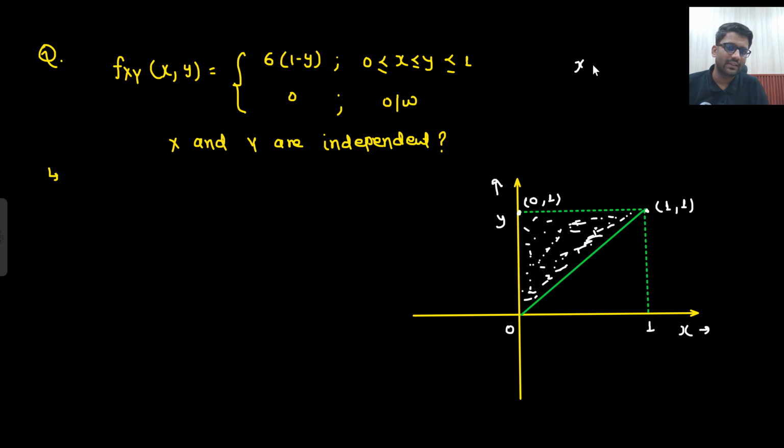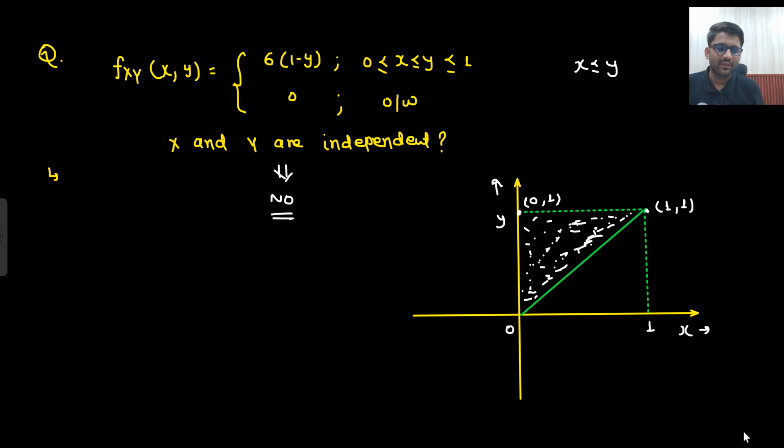You can see x should be less than or equal to y. So let's just say if y is 0.5, then x has to be less than 0.5. So the value of x is depending on y. That means they are not independent. So you are not going to find fX of x or fY of y and then check whether fXY of x,y equals fX of x times fY of y. You are not going to do this. Just by looking at the expression, you can say that they are not independent. There you go.